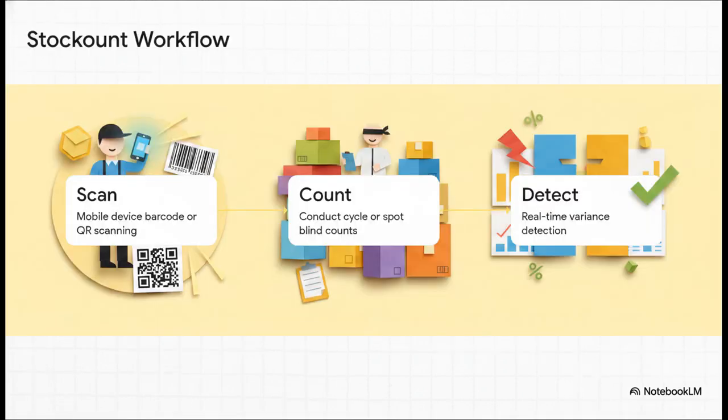It works in a highly logical flow directly from the warehouse floor. First, workers use mobile devices for quick barcode or QR scanning. Next, they conduct their physical counts blindly, forcing true physical verification. Finally, the software instantly catches variances in real time. This completely eliminates the need for that tedious, error-prone spreadsheet reconciliation, a real game changer.